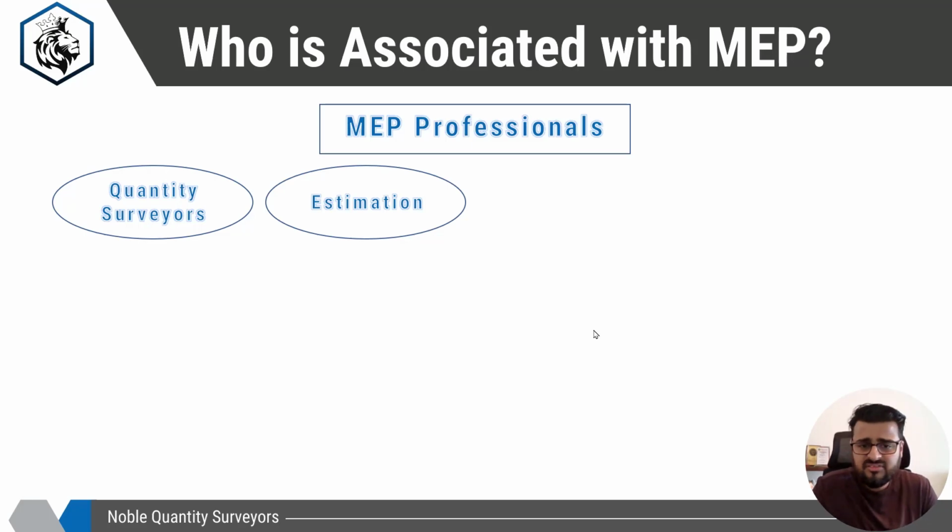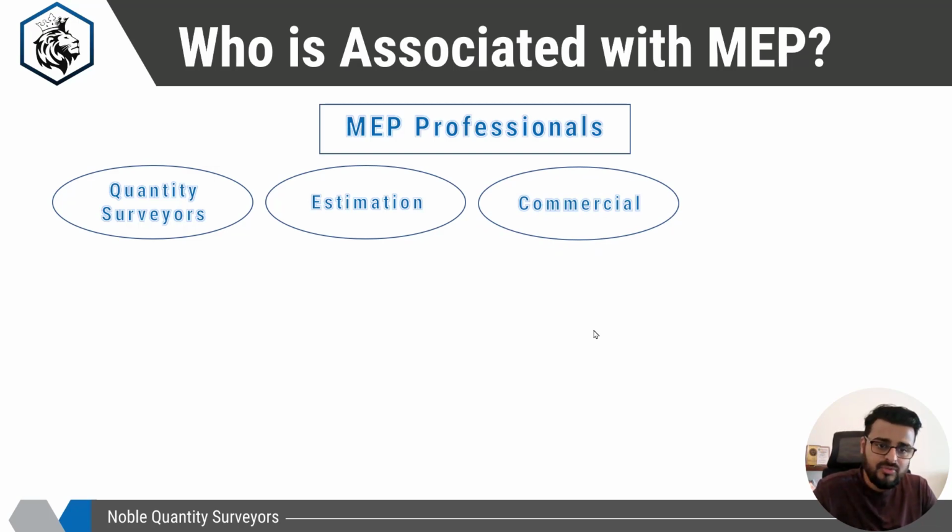The second one is the estimators. This is what our course is about, quantity surveying and estimation works. So these are the two prime professions closely associated with the MEP works. The third one is commercial management. There will be a commercial manager who will handle the commercial things, under whom the quantity surveyors work. And estimators are the engineers who will estimate the projects.